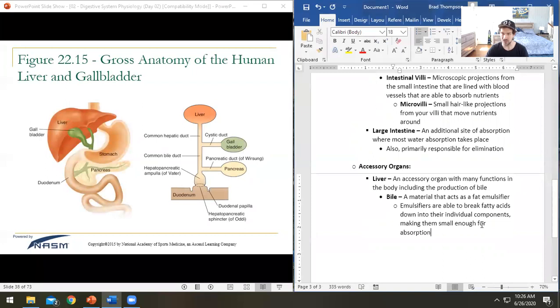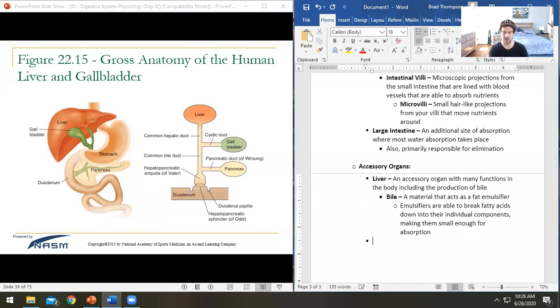Or if you get KFC or something like that, right? That's a really, really fatty meal. Then your gallbladder will release those bile salts into your small intestine, and it will absorb your fats. So most of your proteins and carbs are being digested here, but your fats are primarily getting digested right here. And then it's going to move through the rest of your small intestine for absorption. Okay.